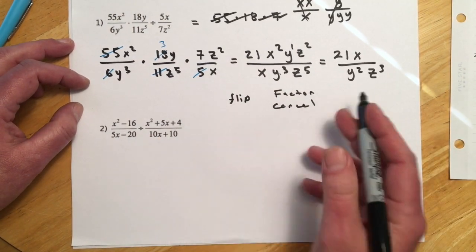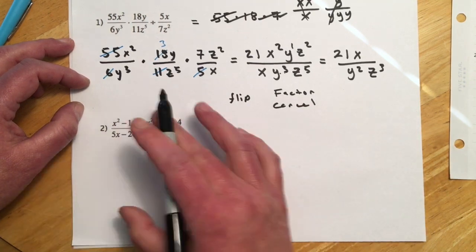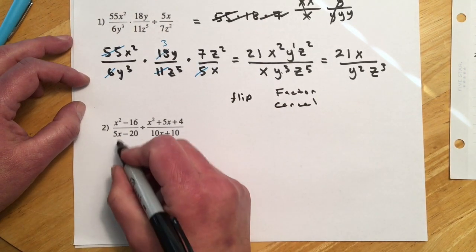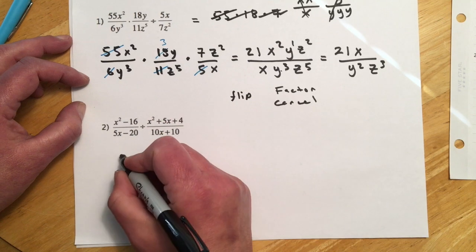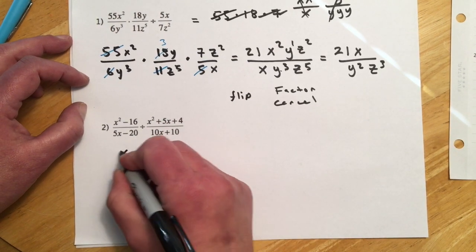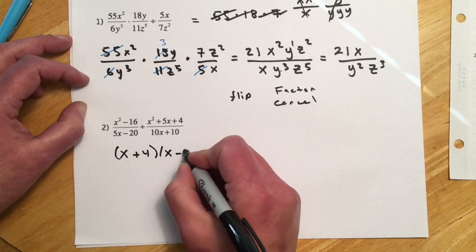And we don't have to worry about variable restrictions in this section either. It's just trying to simplify this. So with this x squared minus 16, I'm going to write that as x plus 4 and x minus 4.